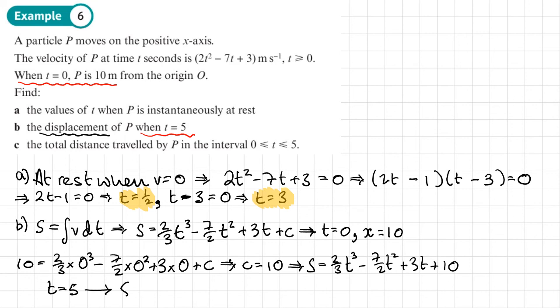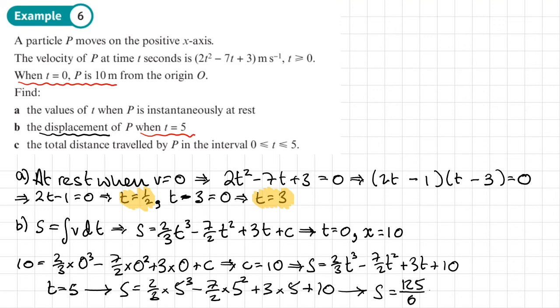So s will equal 2/3 times 5 cubed minus 7 over 2 times 5 squared plus 3 times 5 plus 10. I'm going to do this all on my calculator to get s. And I get 125 over 6 meters. I can leave it like that or give an answer to 3 significant figures or some sort of decimal. So that will be my displacement.